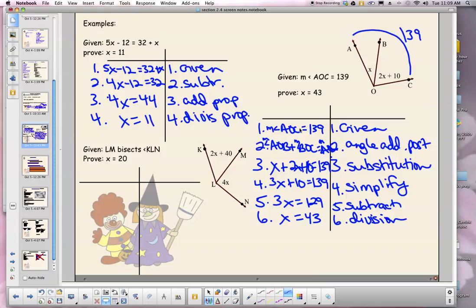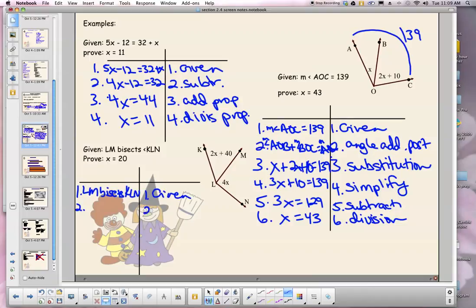And that's how you combine the geometry and the algebra: the geometry is the actual figures, but most of them are represented by the algebra. Okay, last one. I've been given that LM bisects KLN. Okay, so LM bisects KLN, and my reason for that is that it was given to me.